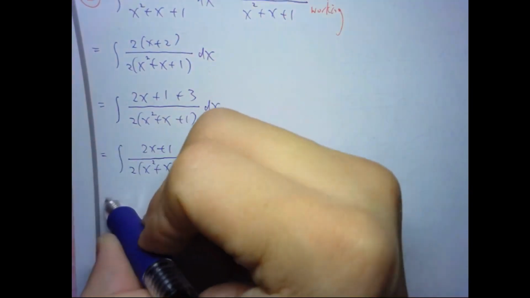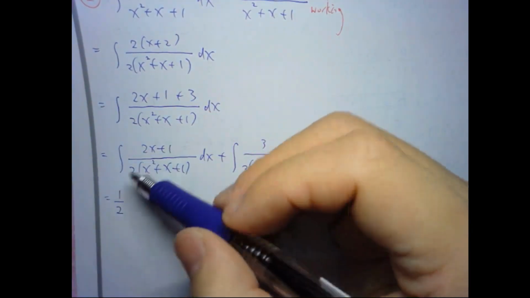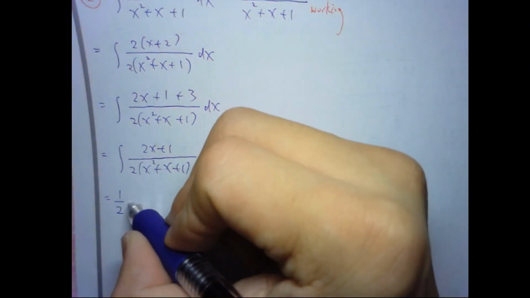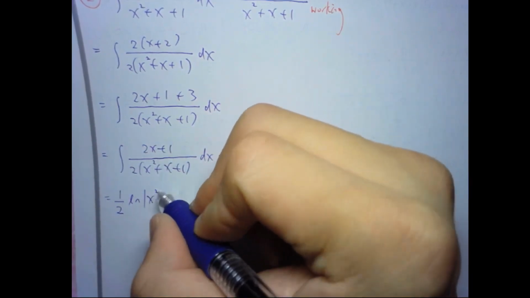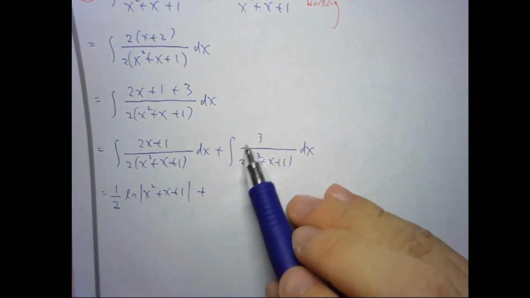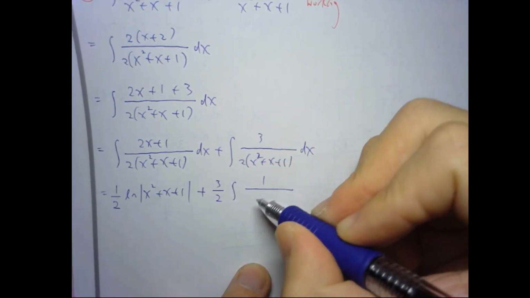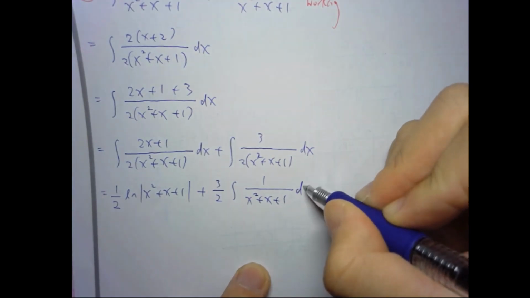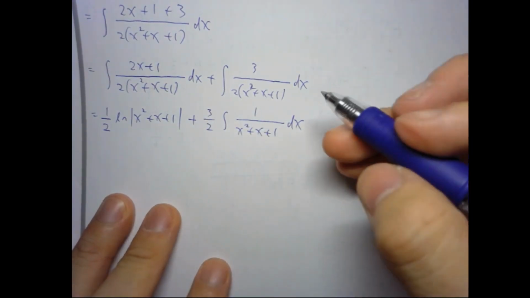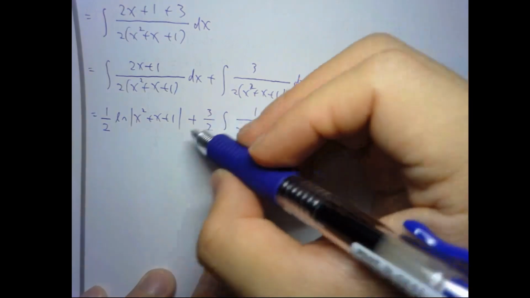So the first one is simple, which is 1/2. I take the constant out, and this is the derivative of the denominator, so it's ln. I will add an absolute sign here, x squared plus x plus 1, and then plus. I will first take the constant out, 3 over 2, integrate 1 over x squared plus x plus 1 dx. How can we integrate this? We need to first complete the square in the denominator.